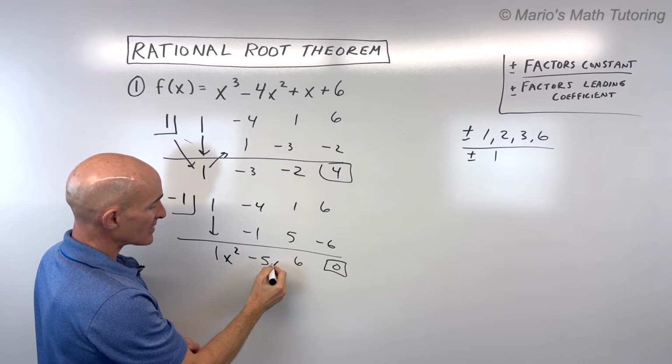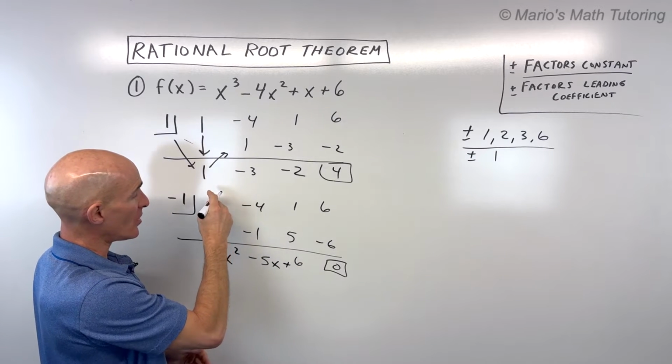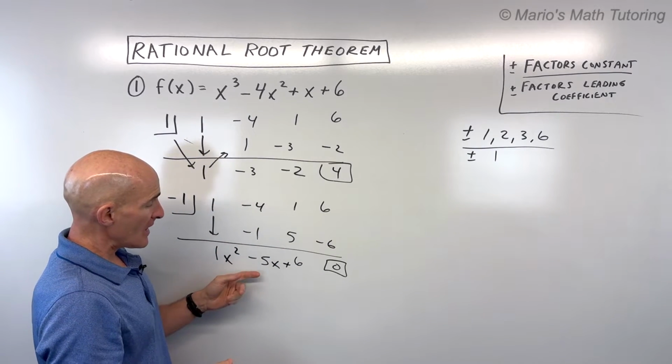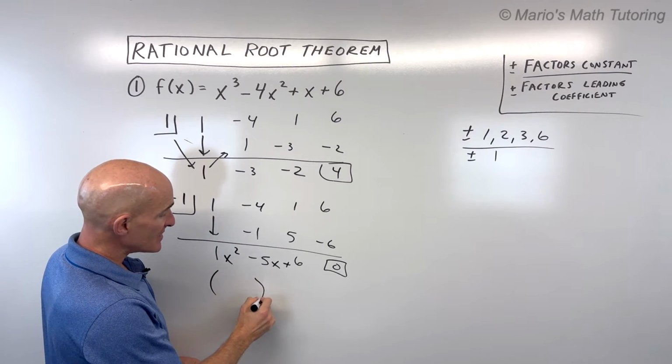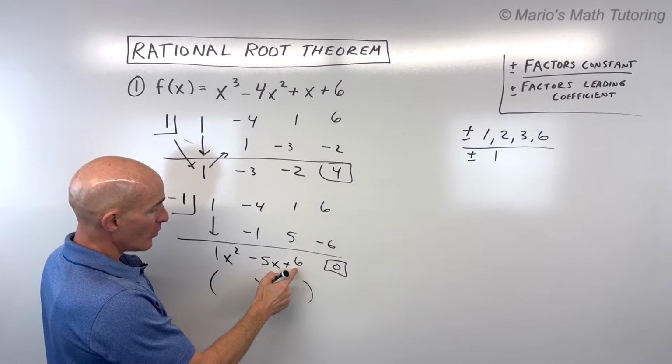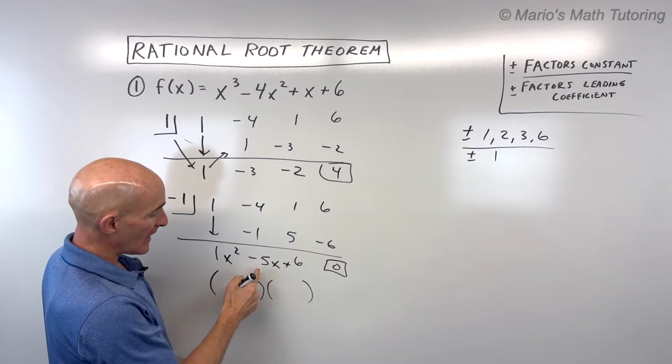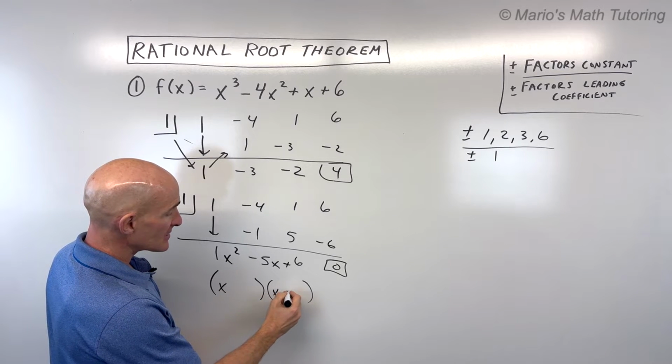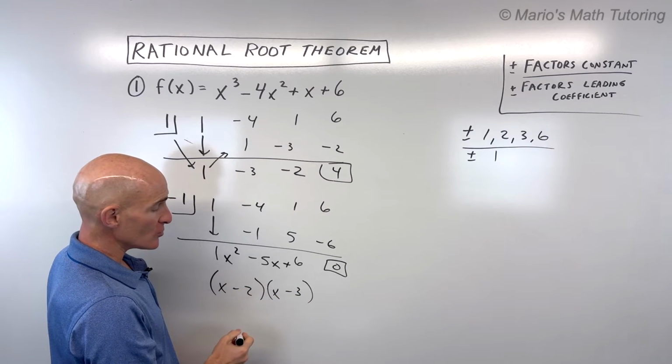So this becomes x squared minus 5x plus 6. So it always goes down by 1 degree. Now in this form here, you can see that we can factor this. So this is what two numbers multiply to 6, but add to -5. That's going to be -3 and -2.